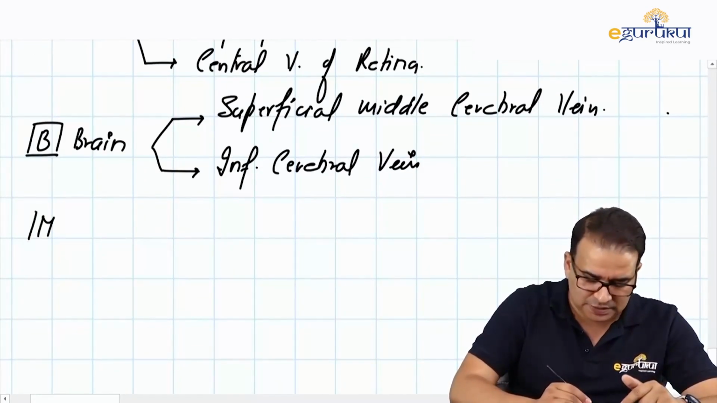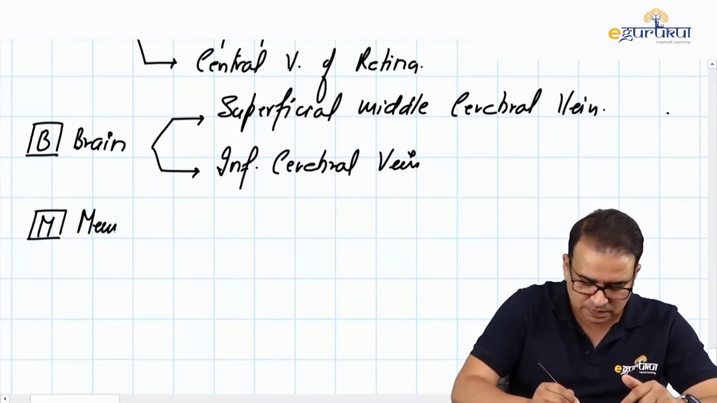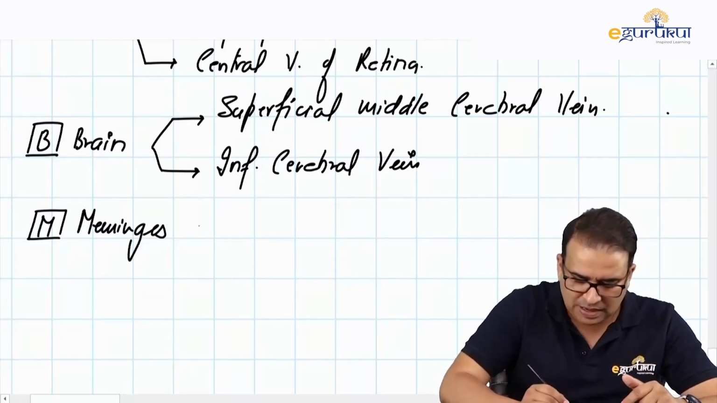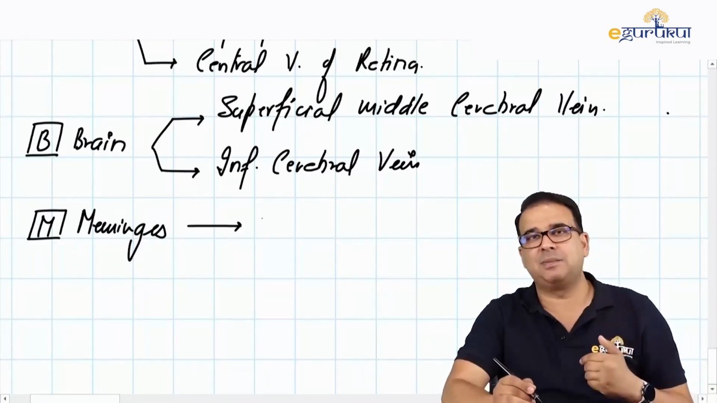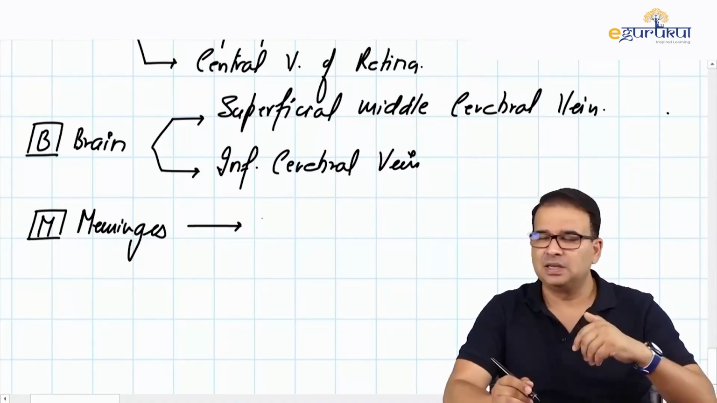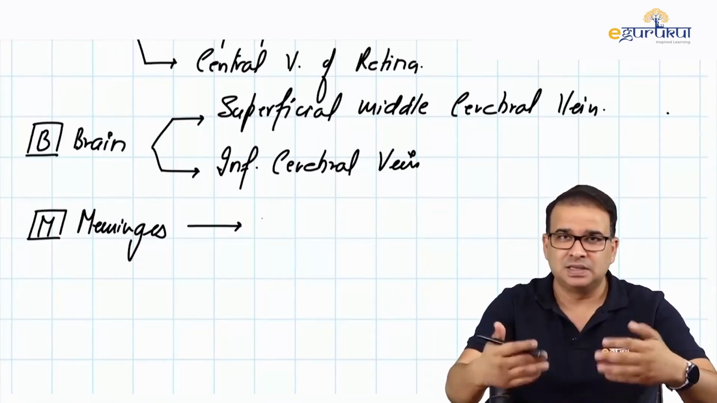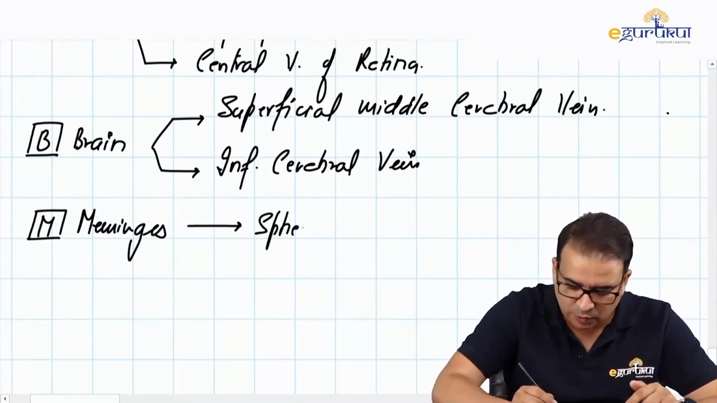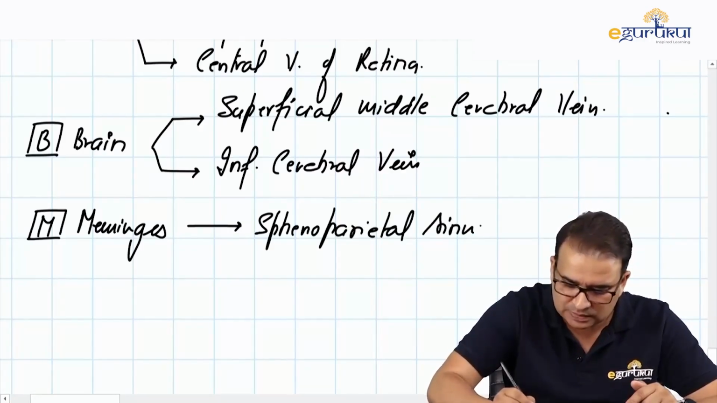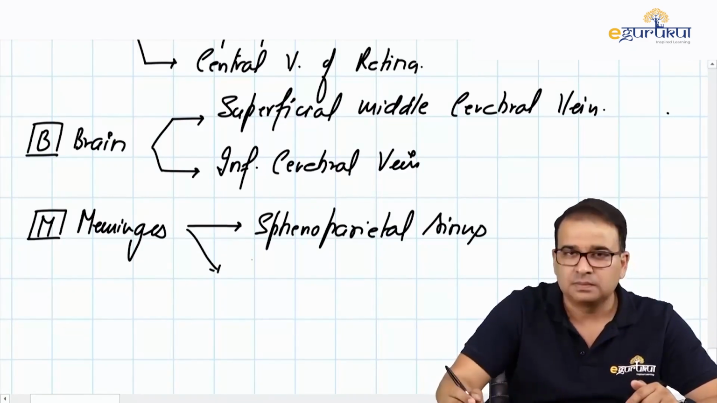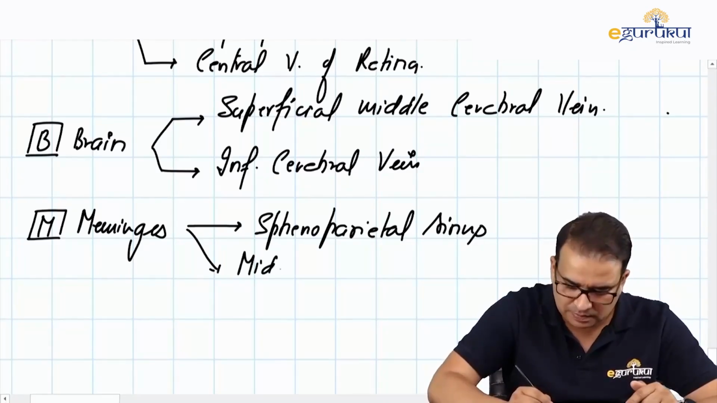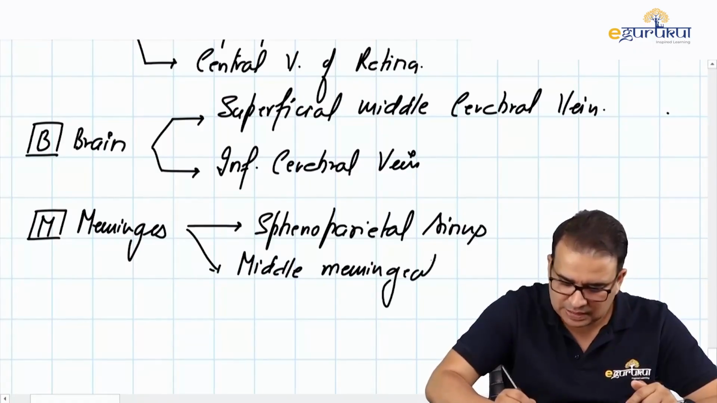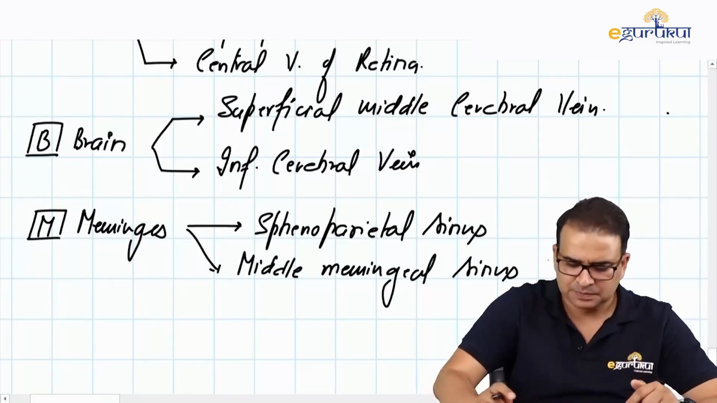And then we said M. M stands for meninges. What do you mean by meninges, guys? That means some dural venous sinuses are coming back and draining directly into the cavernous sinus. Some dural venous sinuses were leaving the cavernous sinus, and some are coming into the cavernous sinus also. One of them is called the sphenoparietal sinus, which I can show to you as well. And one is the middle meningeal sinus: sphenoparietal and middle meningeal sinus.